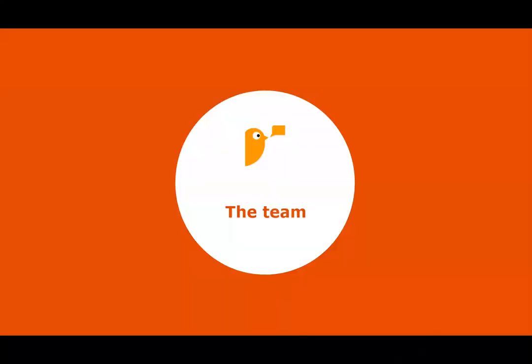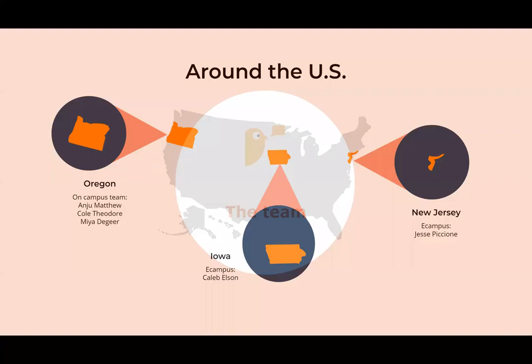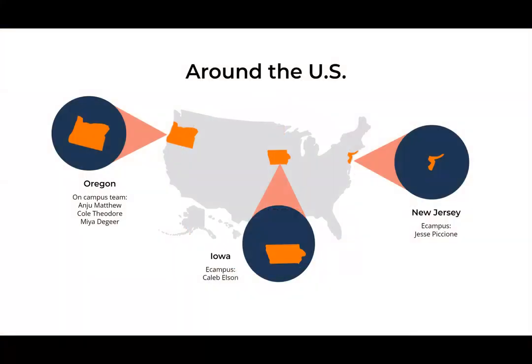Hi, my name is Jesse Piccione, and I'm from New Jersey. I'm part of the eCampus team here, and Caleb Elson is part of the eCampus team as well. And then the on-campus team in Corvallis, Oregon is Anju, Cole, and Miya.